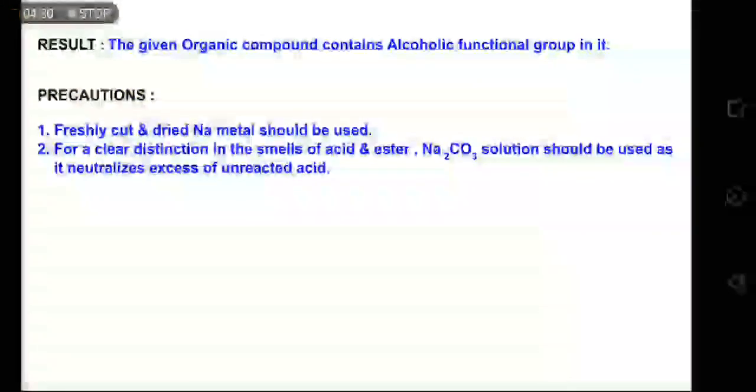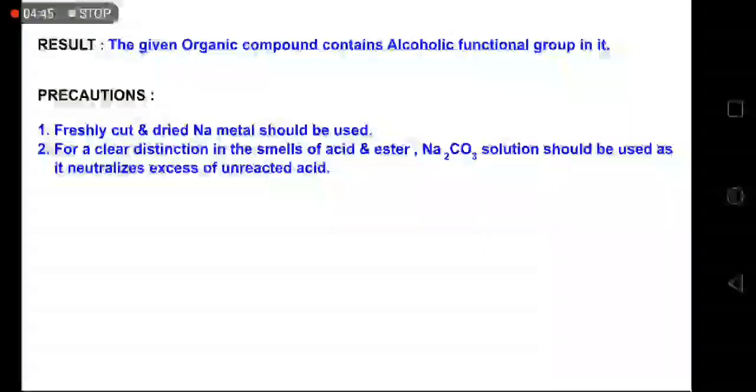The precautions are that freshly cut and dried sodium metal should be used. Sodium metal piece is there in the lab, and it should be dried first because it is kept in kerosene. You know the reason. It should not come in contact with water, and it is such a soft metal that it can be cut with a knife. So a small piece is cut, and this should be done with your lab assistant and teacher. You should never use sodium independently like that. It's dangerous.